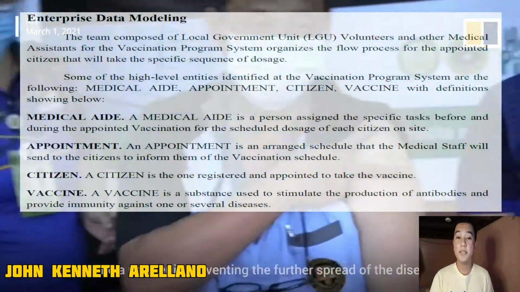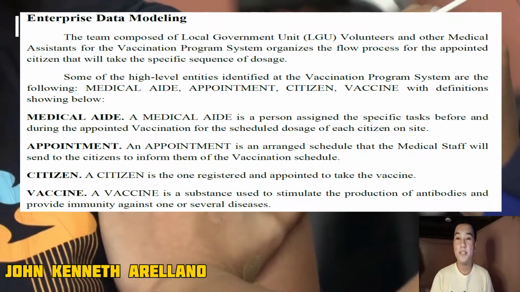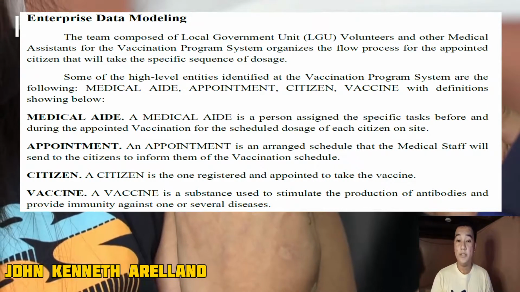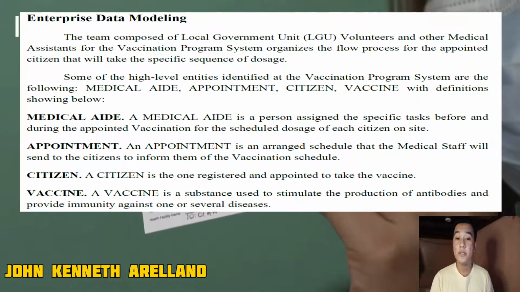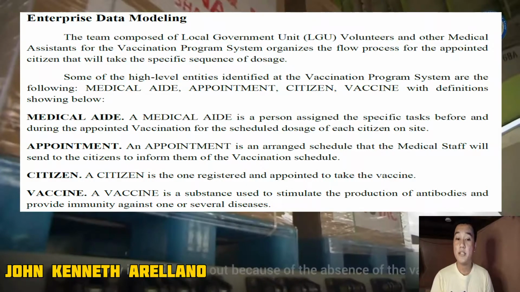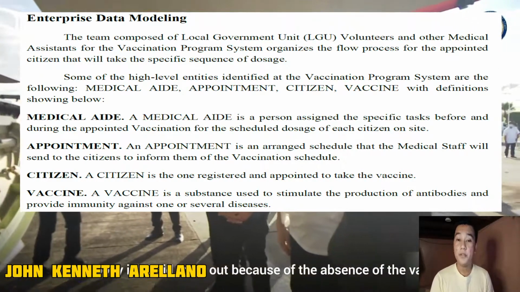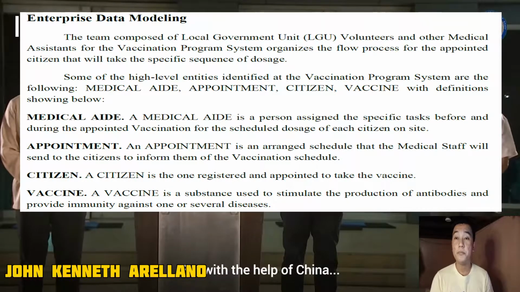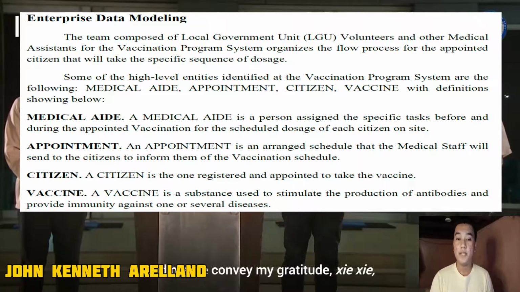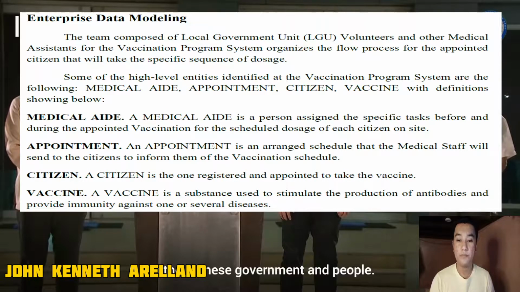Our enterprise data modeling contains the list of high-level entities with corresponding definitions below. Medical aid. A medical aid is a person assigned to the specific task before and during the appointed vaccination for the scheduled dosage of each citizen on site. Appointment. An appointment is an arranged schedule that the medical staff will send to the citizens to inform them of their vaccination schedule. Citizen. A citizen is one who registered an appointment to take the vaccine.